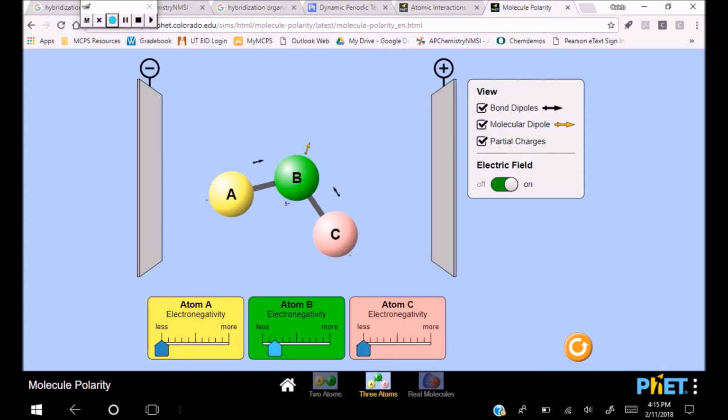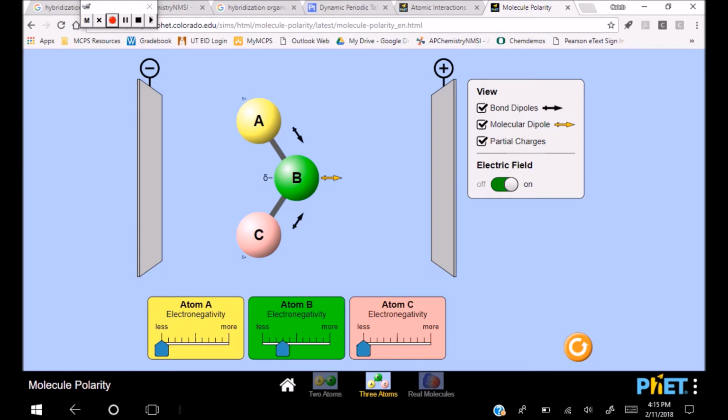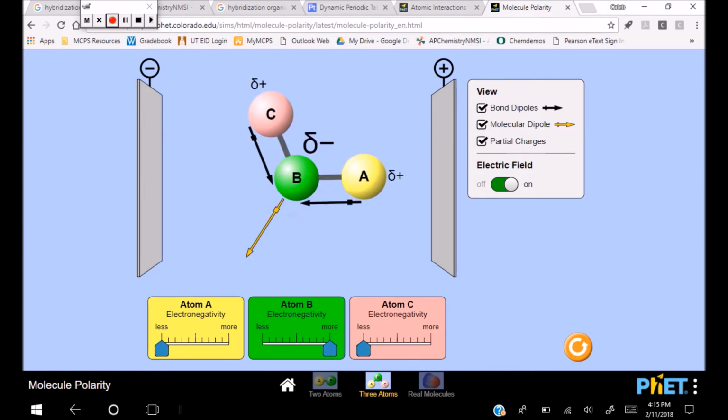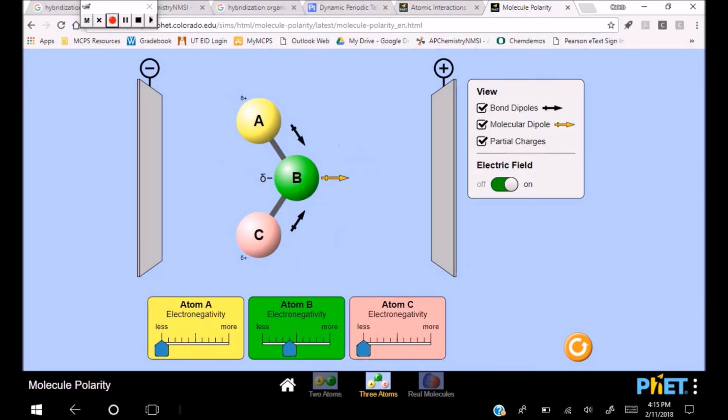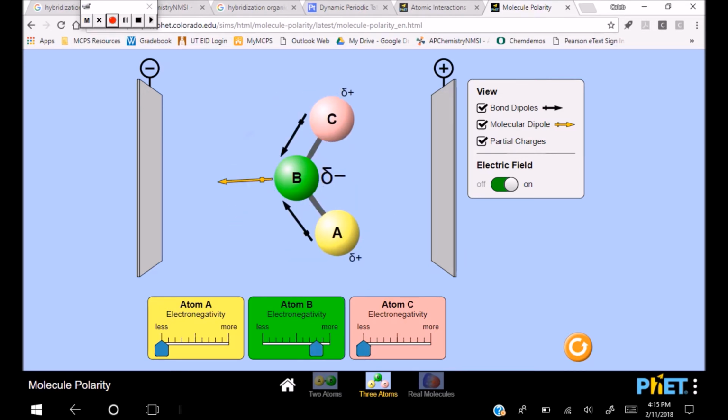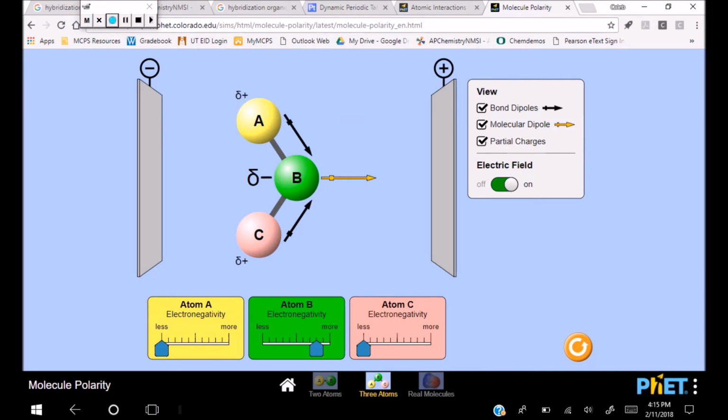The minute I start to increase the electronegativity of my central atom, I get a net dipole. I get a dipole from C towards B and a dipole from A towards B. And overall, that gives me a net dipole, which is my molecule dipole, the one in yellow. And as I increase that, this molecule becomes more and more polar. Same deal as we saw before: the greater the difference, the faster it responds in a magnetic field.